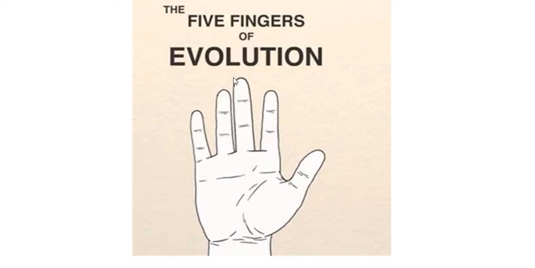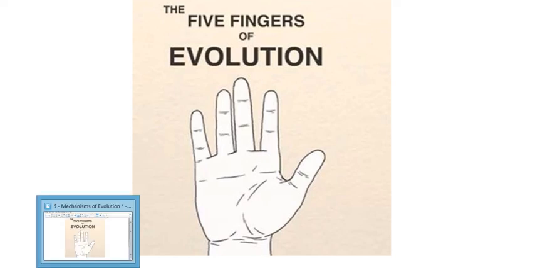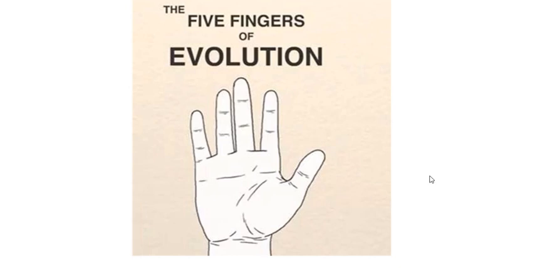Today we're going to wrap up evolution by talking about the mechanisms of evolution. Essentially explaining why evolution happens, why microevolution happens, and why macroevolution happens. So there's one thing to understand. If you flip to page 5 in your workbook, is the 5 fingers of evolution. So 5 different mechanisms, 5 different causes.